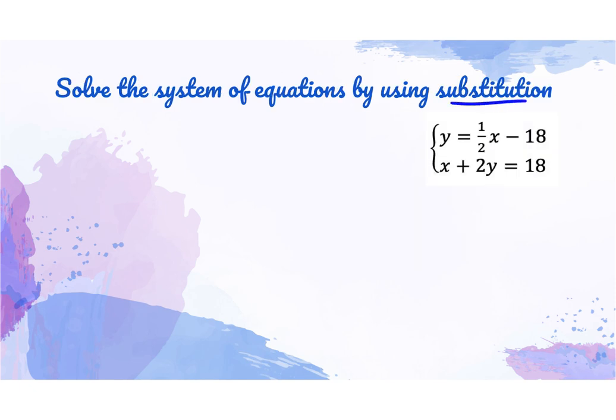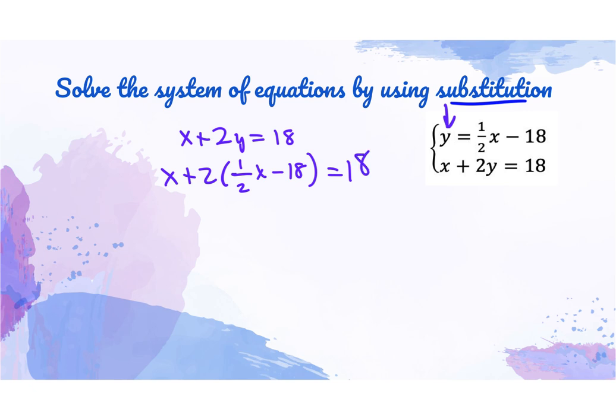So substitution, it works best when you have an x or a y by itself, like we have right here. So if I have x plus 2y equals 18, instead of the y, I'm going to put what y equals exactly in for y. Okay, so I'm substituting this whole thing in for y because it equals y. So that's going to be x plus x minus 9 equals 18. So 2x minus 9 equals 18.